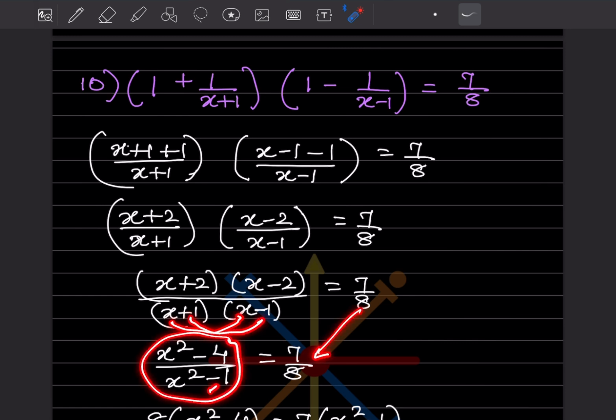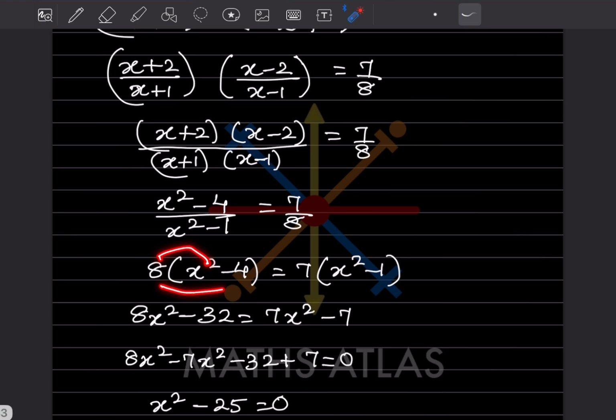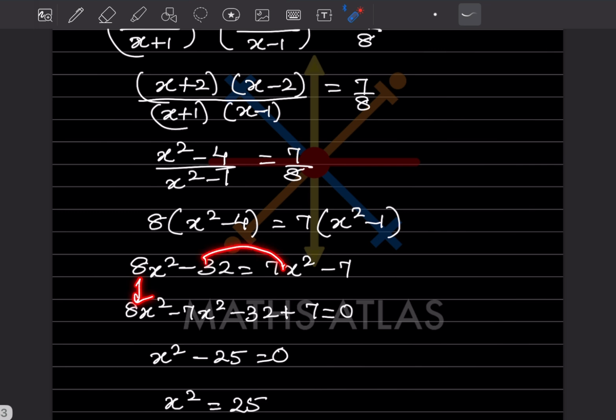So this is an important one. Now we are going to cross multiply. So 8 will come on this side along with this one, and this will go there along with 7. So now this will be 8x square minus 32, and this will be 7x square minus 7. So this comes here: 8x square minus 7x square, minus 32, minus 7 will be plus 7, is equal to 0. So this should be x square minus 25 is 0.